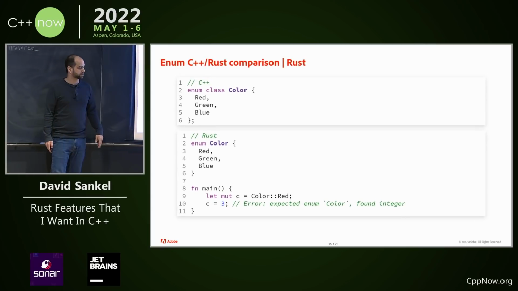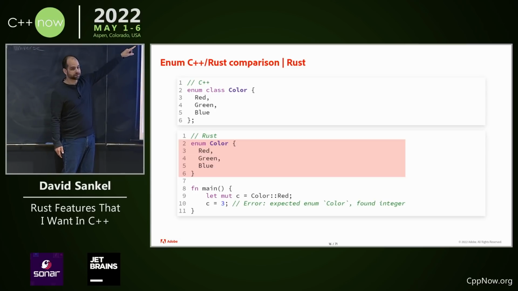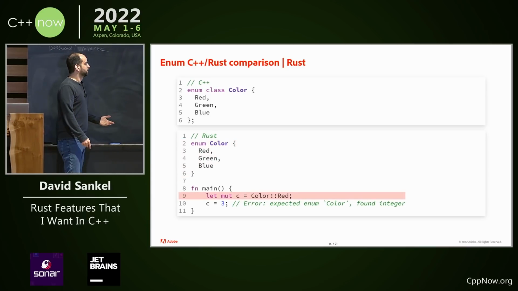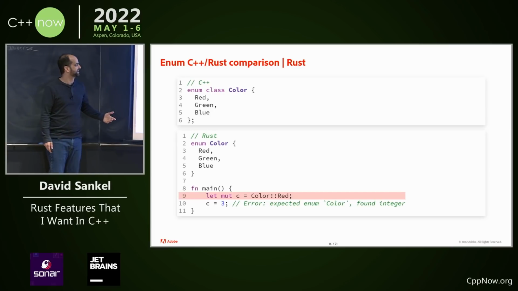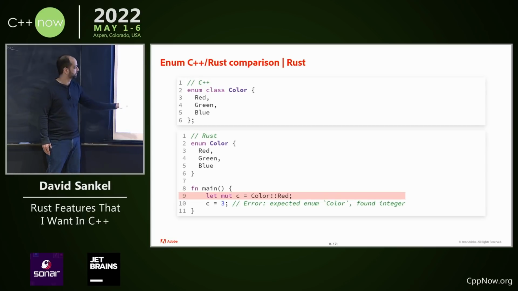All right, so here's what Rust looks like. The enum looks the exact same. Can anybody spot the difference between this enum and that enum? Class. There's a class. Anything else? Semicolon. Yeah. Okay, but really, really similar. Now if you look at this line 9, where we make a mutable variable c, you can probably intuit what this does.